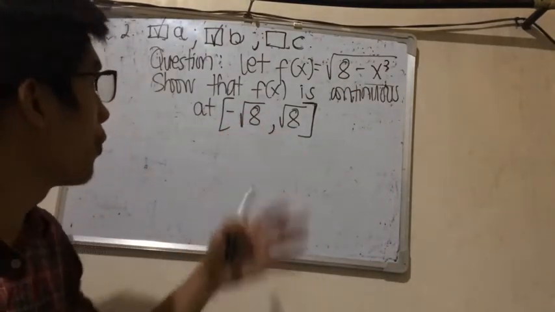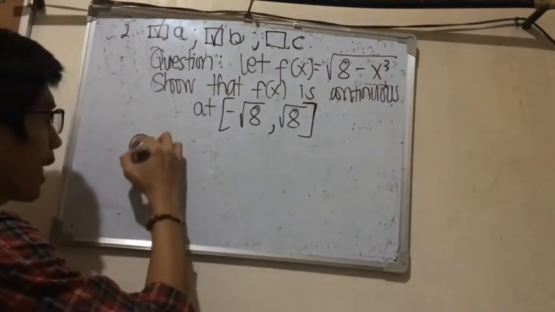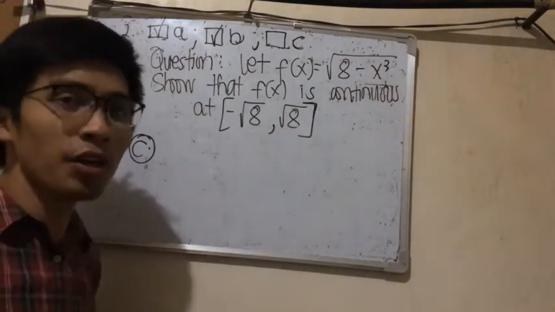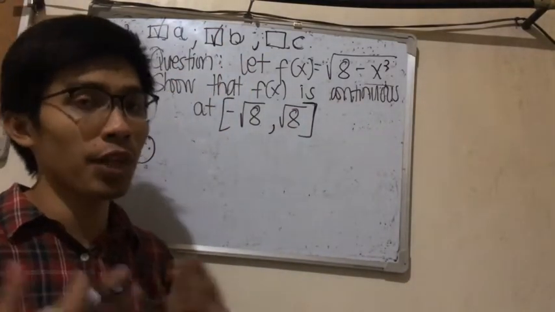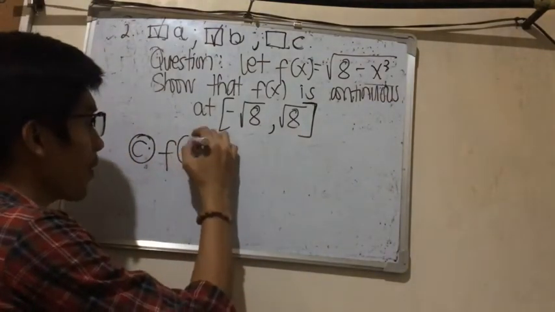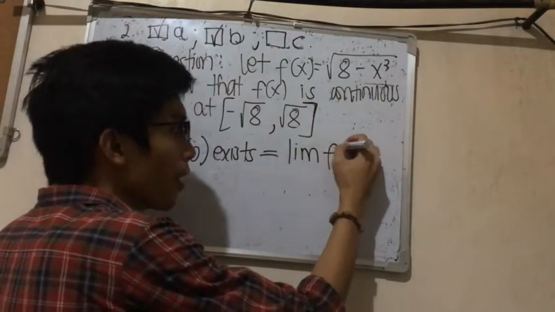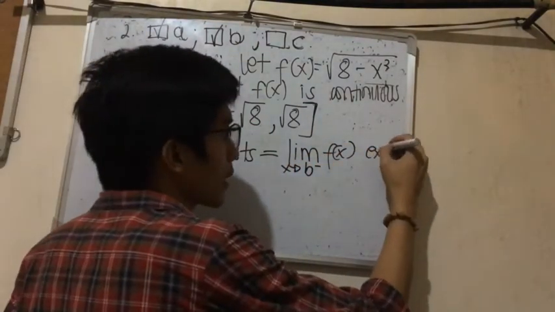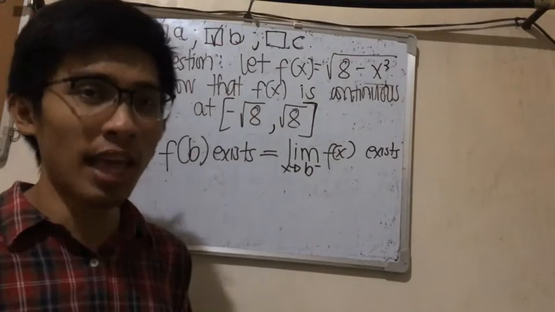Last one, to show that this function is continuous in this closed interval, and that is condition letter C. For condition letter C, it is now to test the largest or the greatest value of the interval. In condition B, we tested the least value of the interval. This time, the greatest value. We are going to test if f of b exists, and that it should be equal to the limit of f of x as x approaches b from the negative side, which also exists. If both exist and they are equal, therefore, we are done with condition letter C.